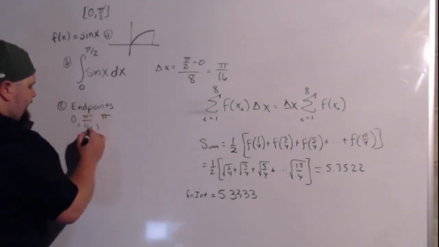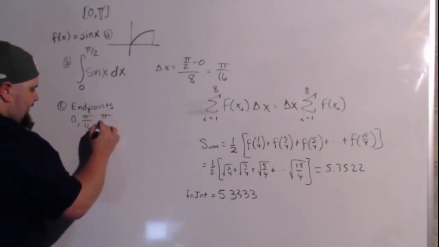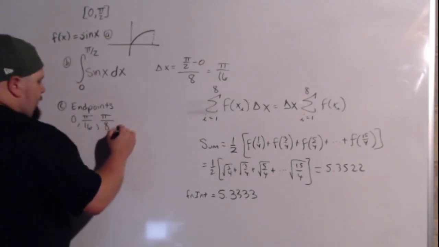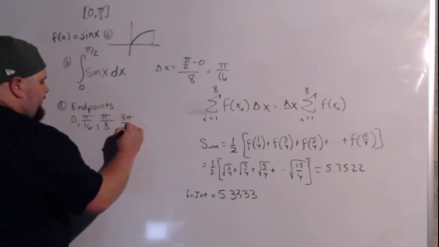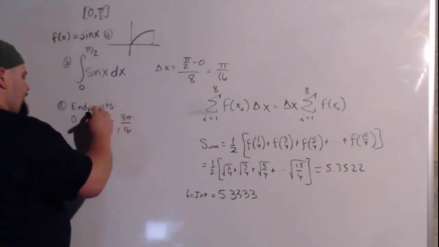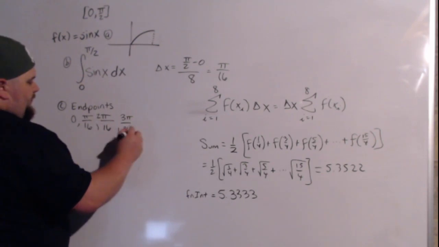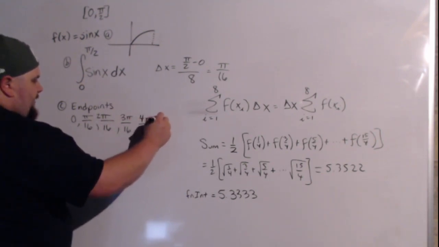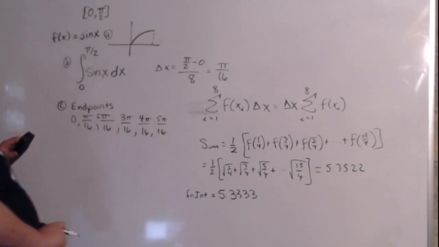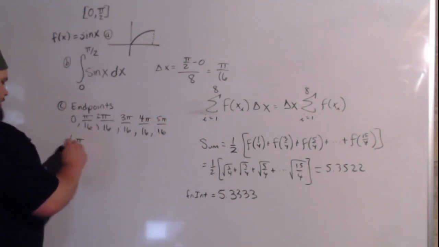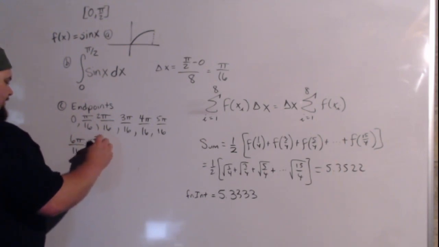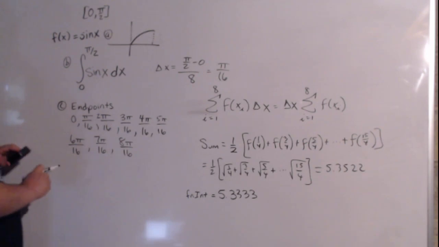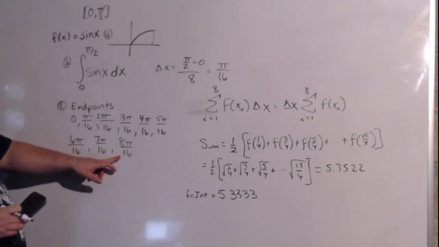So this would be pi over 16, 2 pi over 16, or pi over 8, 3 pi over 16, 4 pi, 5 pi, 6 pi, 7 pi, 8 pi over 16. So there's two ways you can know you're there. That reduces to pi over 2.